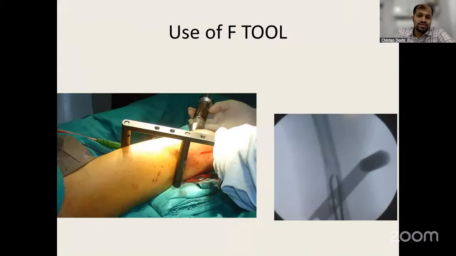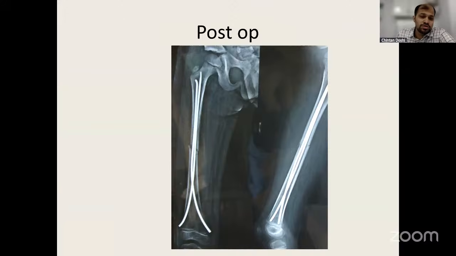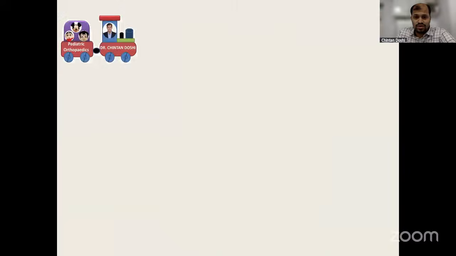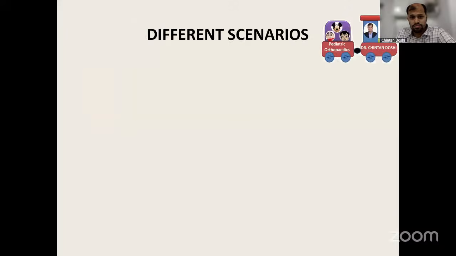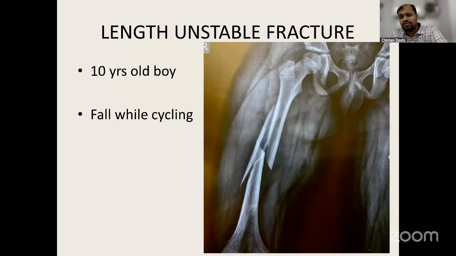Another case where the fracture reduction is very difficult: we have access to an F tool in the set, where you can get a good reduction, as seen in this picture, where an F tool is used to get a reduction, and then one nail is passed and then the other one. So this is the post-op X-ray of the same patient with a 3 weeks follow-up.